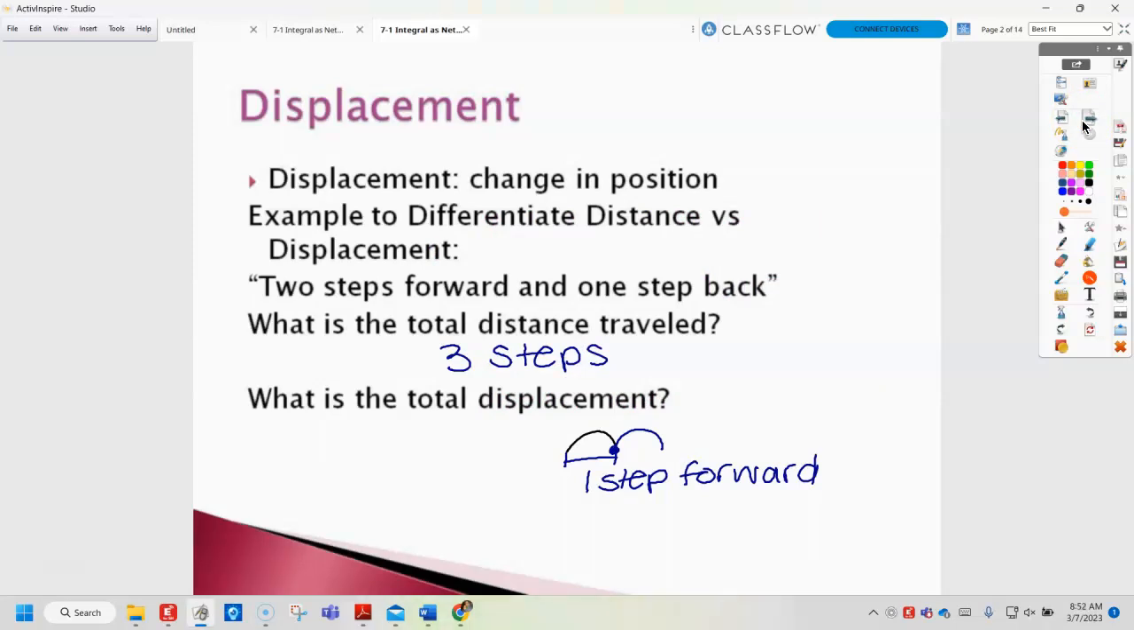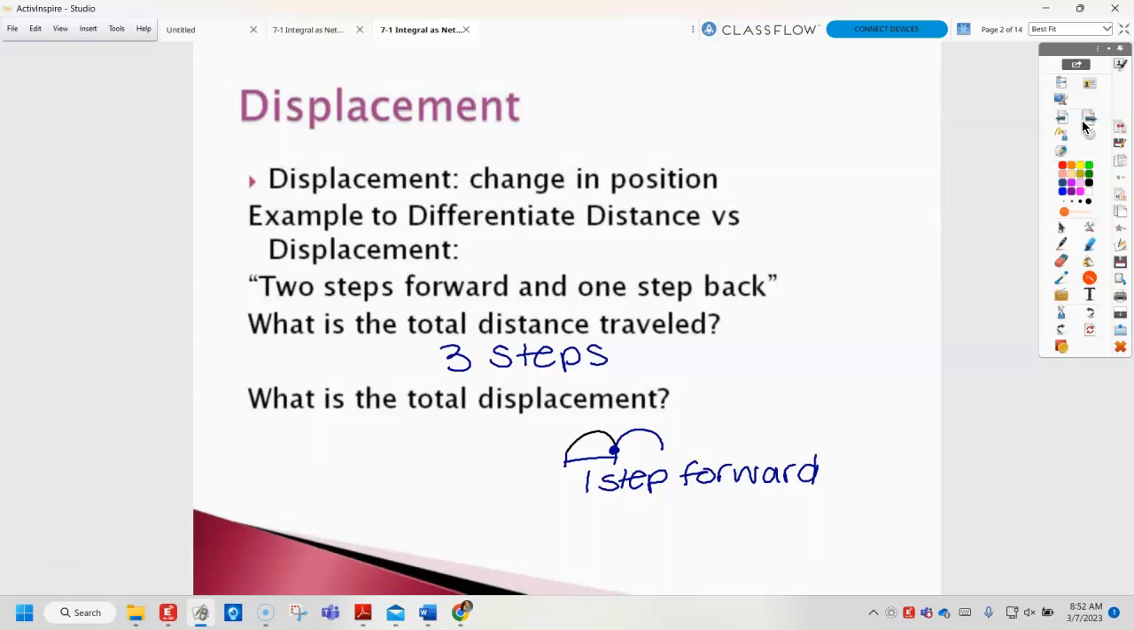Yesterday, one of the questions on the mock exam we discussed at the end was, what do these two integrals mean? One was the integral of velocity and one was the integral of the absolute value of velocity. So the key words between those two are displacement and distance. Displacement is change in position.